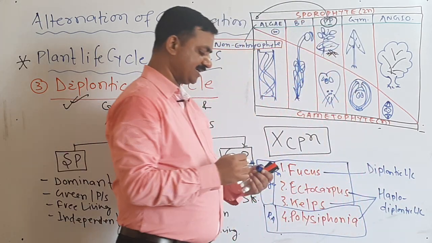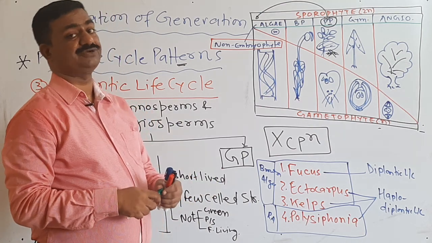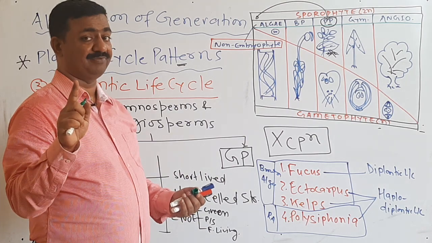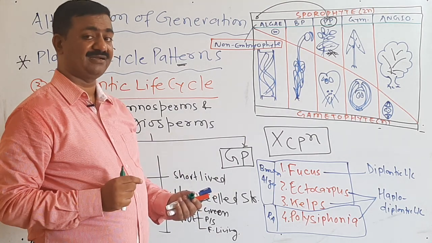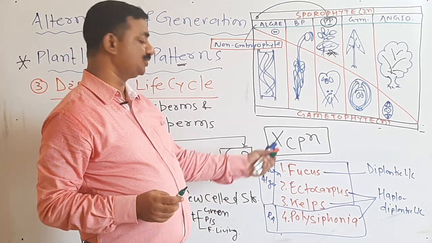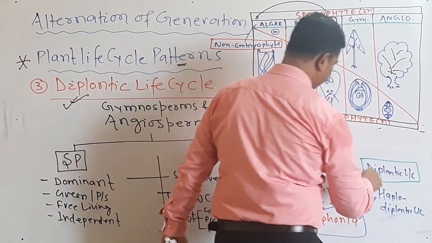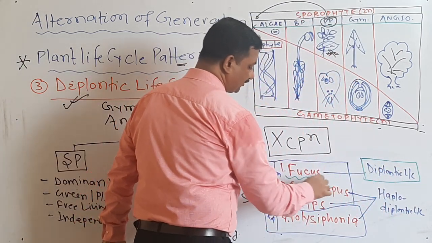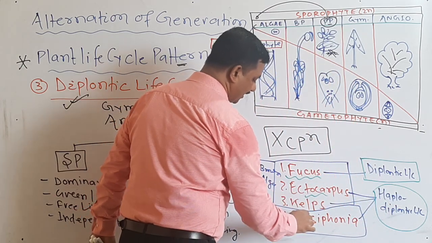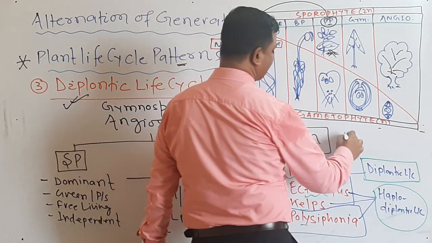So what are we getting here? You can't say all algae will execute a haplontic life cycle. That's why we mentioned "most of algae" for the haplontic life cycle pattern, because we also have some exceptions. So we have the haplontic life cycle in Fucus and the haplodiplontic life cycle in Ectocarpus, Kelp, and Polysiphonia. So remember a mnemonic: fec poly.